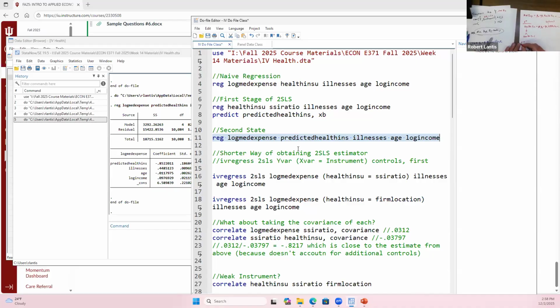We then go to our second stage, where our original question was, how does health insurance impact medical expenses? So we're now going to be looking at our medical expenses, how are they impacted by health insurance? But instead of using that actual variable, we're going to use our predictions from the first stage.